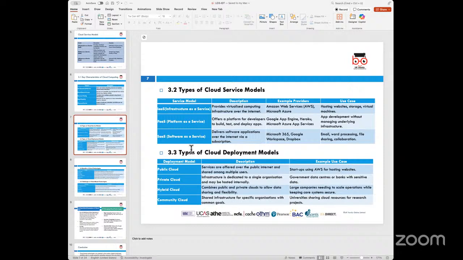Types are three different models that we discuss: infrastructure as a service, software as a service, and platform as a service. How they can be deployed, we've covered the deployment models: public cloud, private cloud, hybrid cloud, and obviously community cloud.